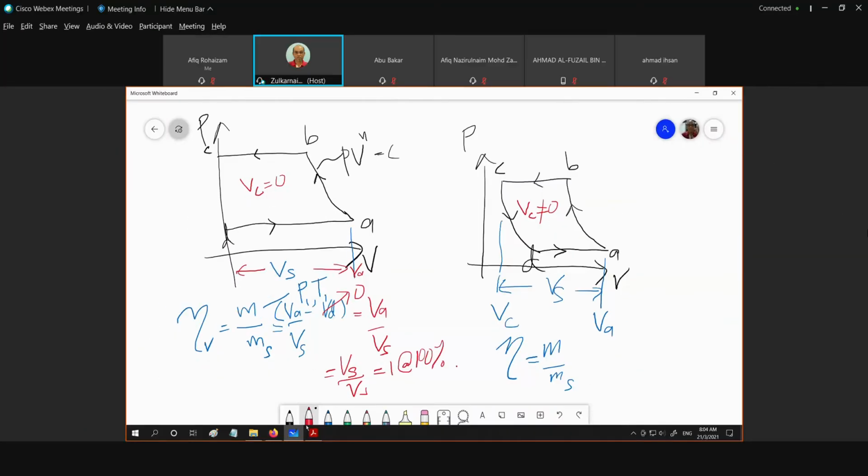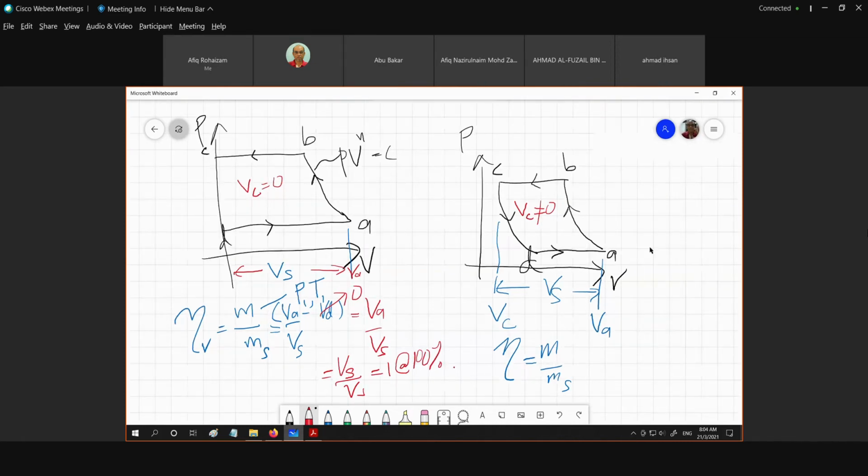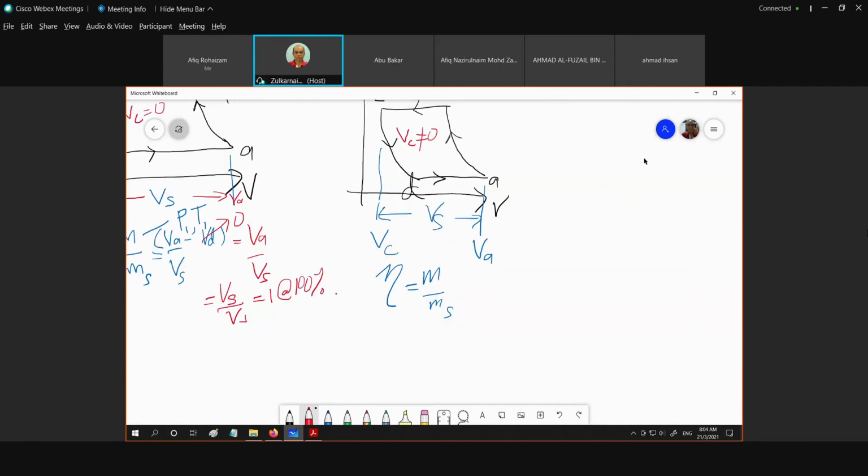Okay, 100%. But for the case of VC not equal to 0, jadi kita lihat the same condition or the same formula applied. Jadi yang ini sama dengan V divided by VS. Okay, ini V yang kita ambil di sini. This V is measured at P1 and T1. So this is our P1.